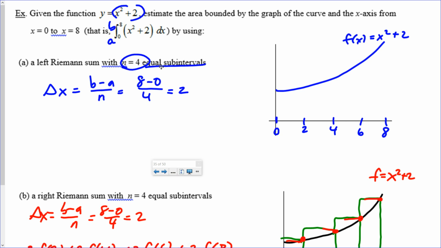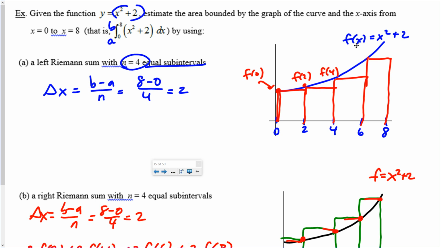We want a left-hand Riemann sum. So we're going to come up on the left side, make a box, and come straight over. This f value here is f at 0. Everybody good with this? Then I'm going to come over here and make a box using my 2. This f value here is f of 2. On the left side, the next box ends up being f of 4 as my height, and the next box ends up being f of 6 as my height. What I want to do is find the area of all of these and add them together. I trust that you can do that.